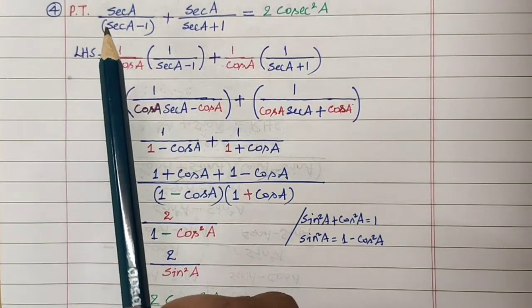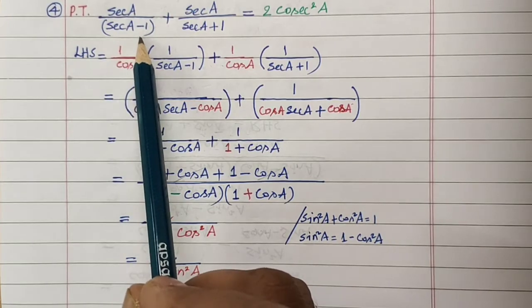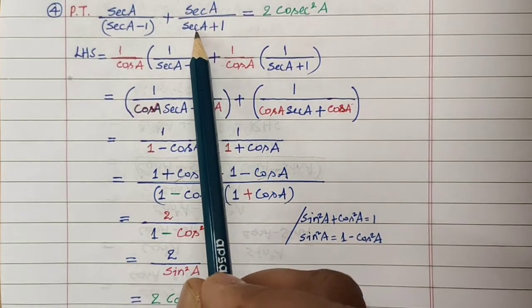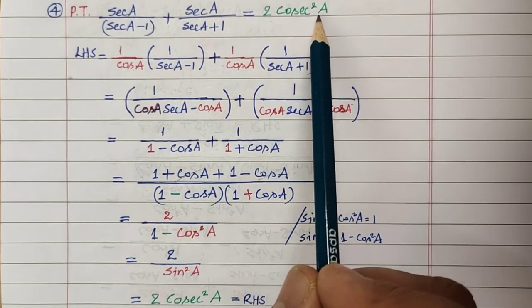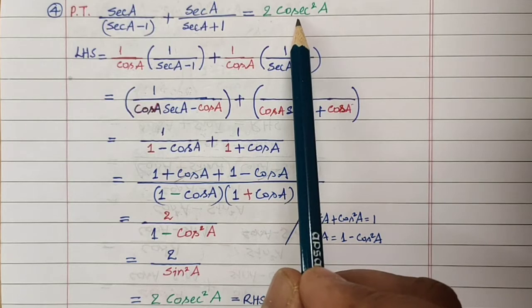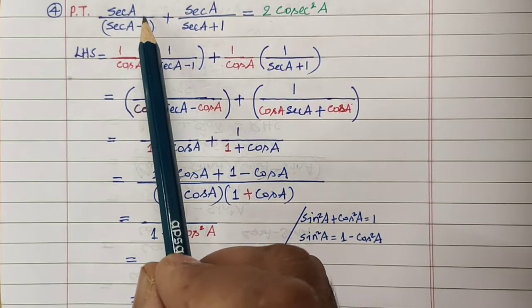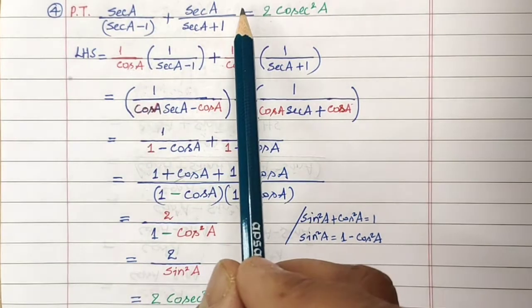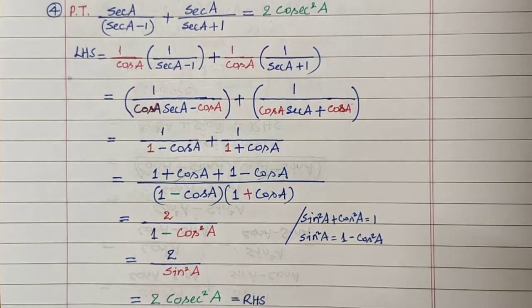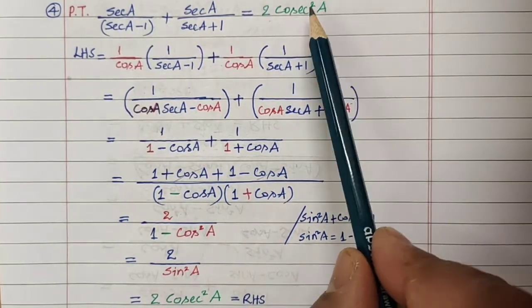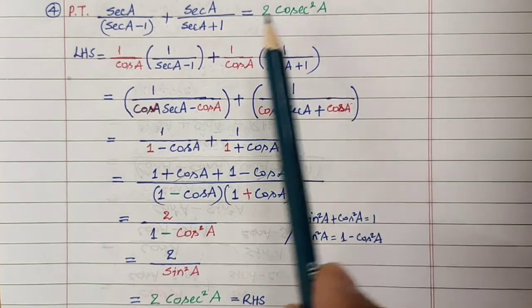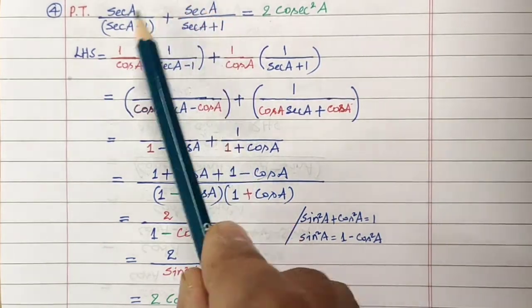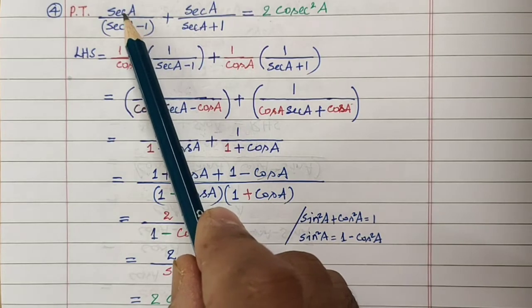Next, secant A divided by secant A minus 1 plus secant A divided by secant A plus 1 is equal to 2 cosecant square A. Cosecant means 1 divided by sin A. Let us see how we can convert this secant to sine. Before going to that, let us see whether we can eliminate secant. So we want 2 divided by sine square A, so we need to eliminate whatever is there in the numerator. For that, let us eliminate secant first.